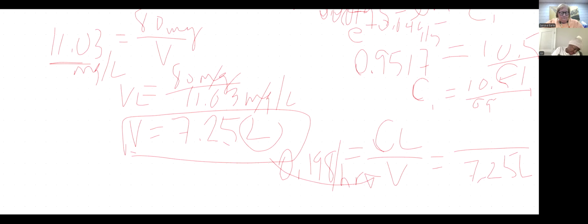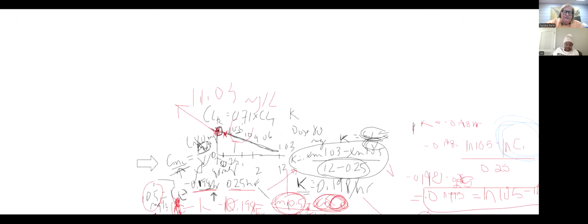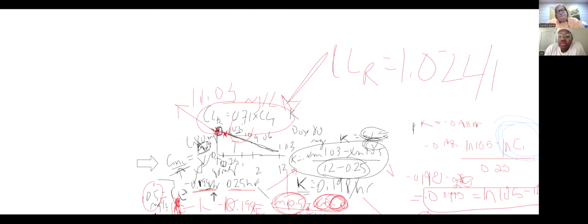Oh, that's how you get that step. Okay. And that's the 71. So 71% of the 1.4355. Yep. 71%. Okay, so that's 0.71. That's what we started out with way back at our first question. So I got renal clearance to be 1.02 liters per hour. Is that what you got?